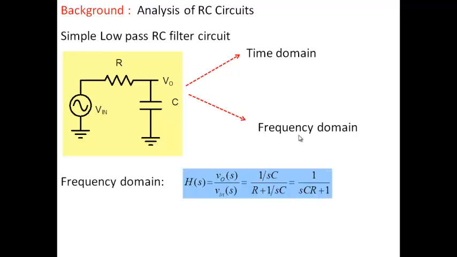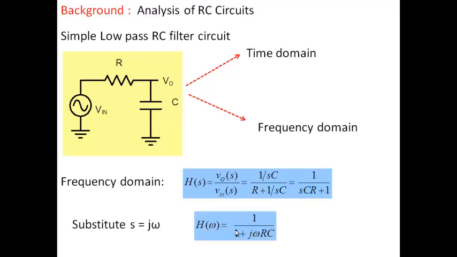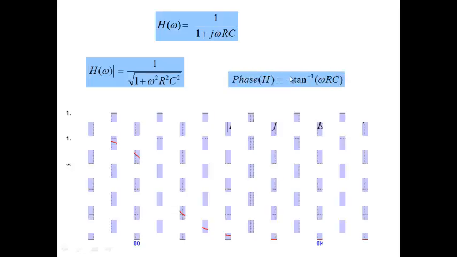And in the frequency domain, we can calculate the transfer function. We can calculate it using V0(s) by Vin(s) and show this simple expression here. We can substitute s equal to j omega. We get the transfer function in terms of the frequency, 1 over (1 plus j omega RC). As I said, I'm just quickly going over it. We can take the magnitude. We can take the phase.